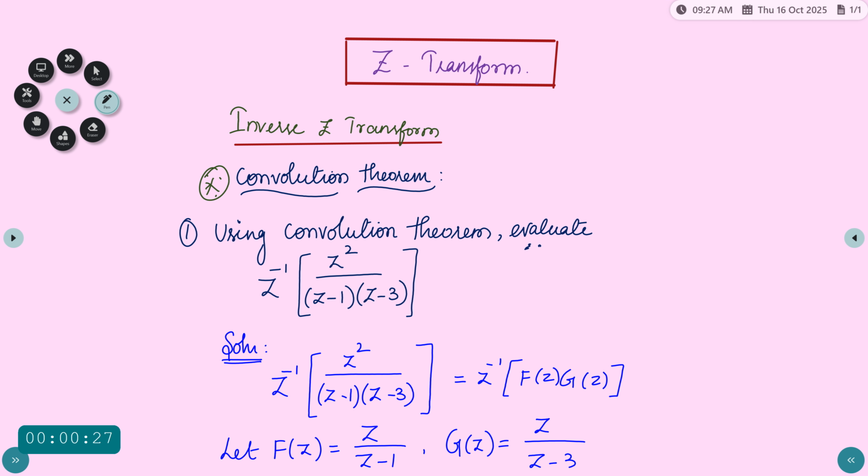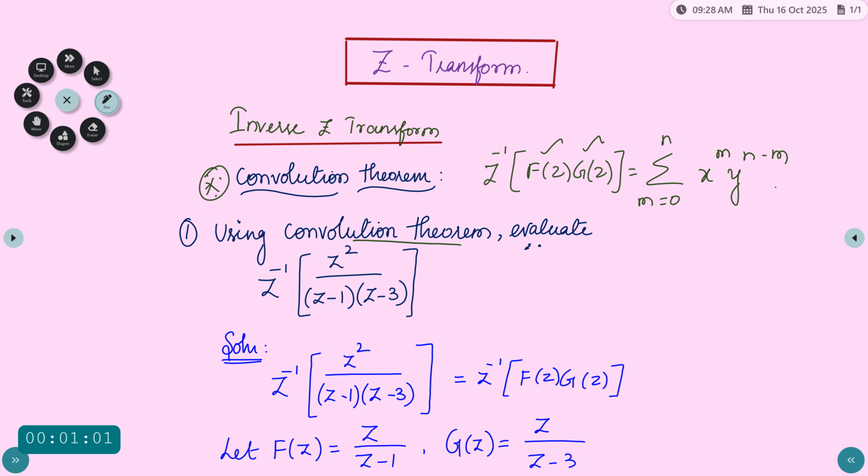What is the statement of convolution theorem? The statement of convolution theorem is Z inverse of f of z and g of z is equal to summation m equal to 0 to n of x power m, y power n minus m. This is the statement of convolution theorem. We can use the convolution theorem only when the given problem is in terms of two functions, that is f of z and g of z.